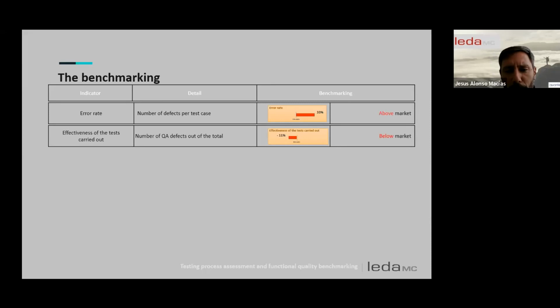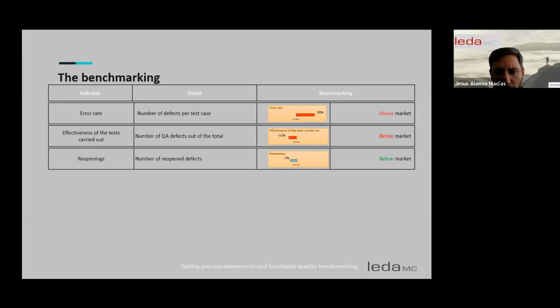In the indicator of market test effectiveness, we have seen that it has a negative value. It is below the market. But the nature of this indicator tells us that being below is not recommended. In other words, there should be more defects detected in quality assurance phase.